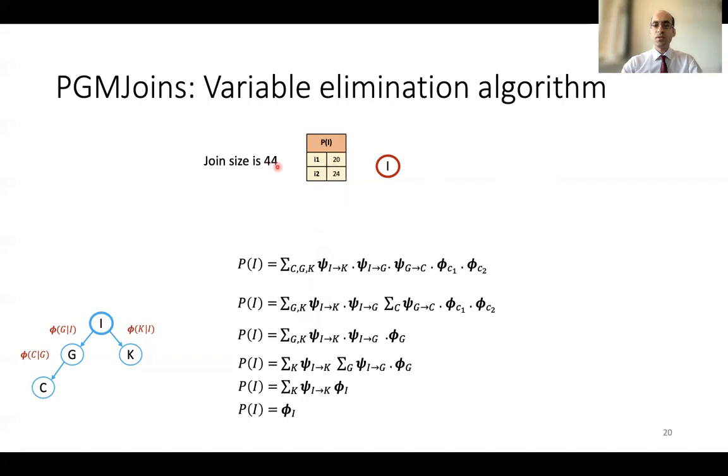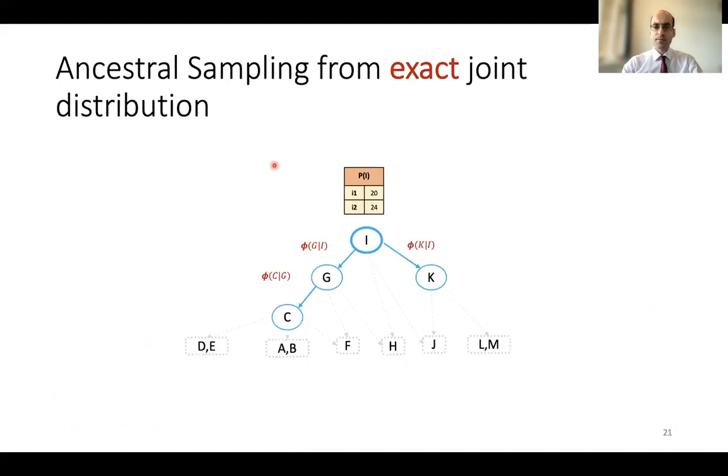By the way, if we sum all these frequencies in the marginal of I, it will give us the join size. So we will have the probabilities. If we divide this number by the join size, it will give us the probability of I in the join result. So we can generate a uniform sample of I in the join result. So we use ancestral sampling.